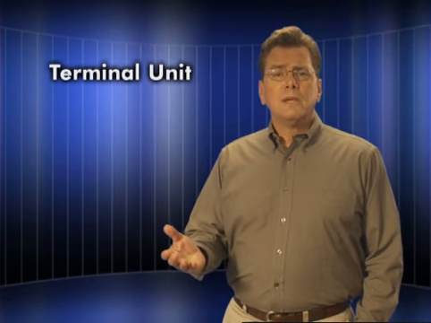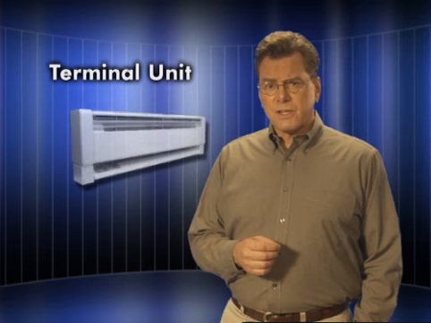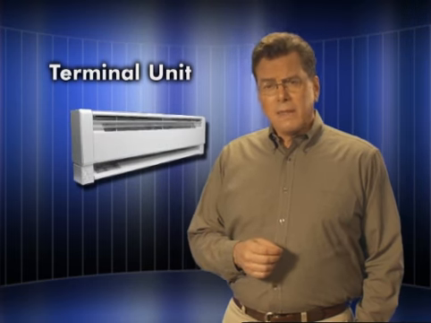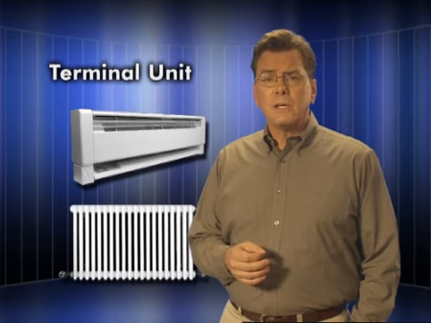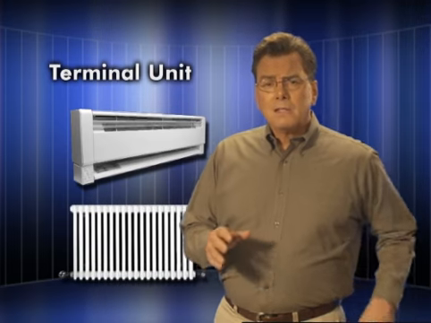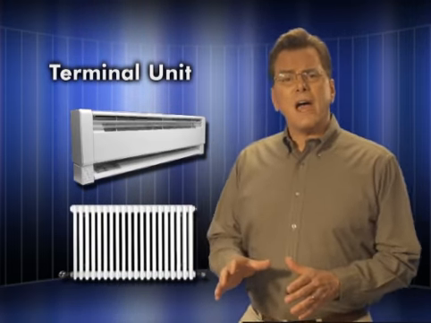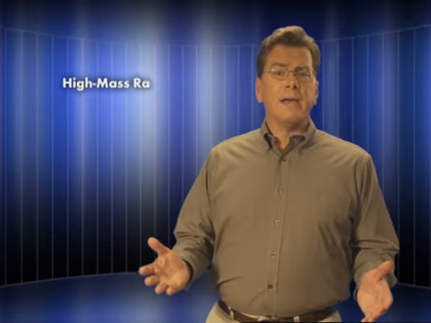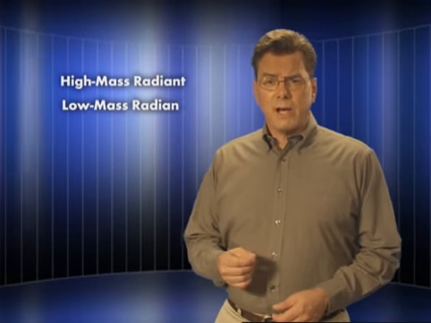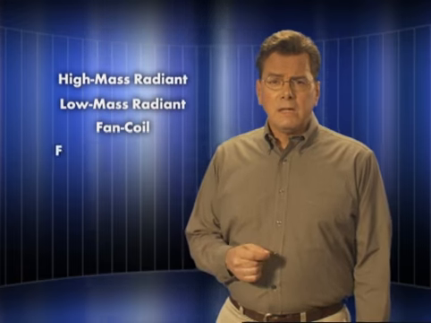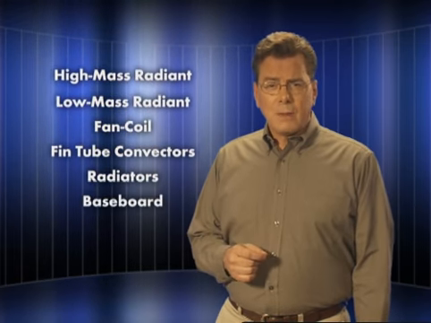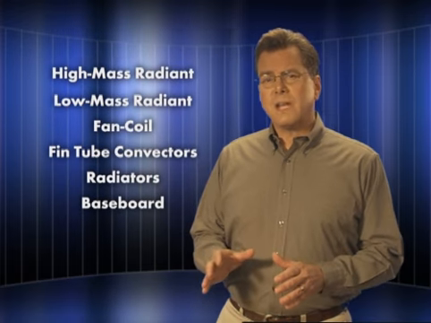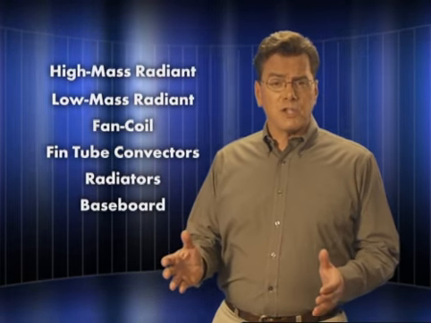Terminal unit. Since the building's heat distribution system affects the heating curve, the type of distribution, also referred to as terminal units, is important. Typical outdoor reset controls have default settings for high mass radiant, low mass radiant, fan coil, fin tube convectors, radiators, and baseboard. These default settings can be changed based on specific job requirements.